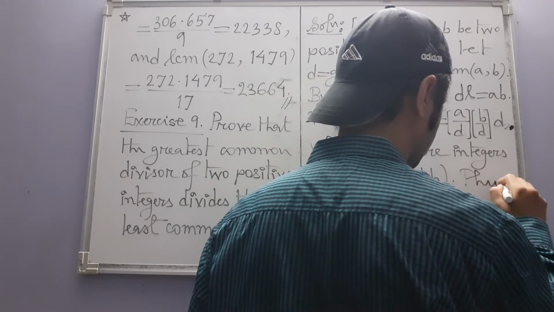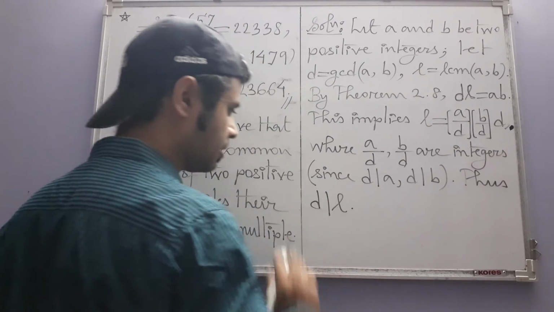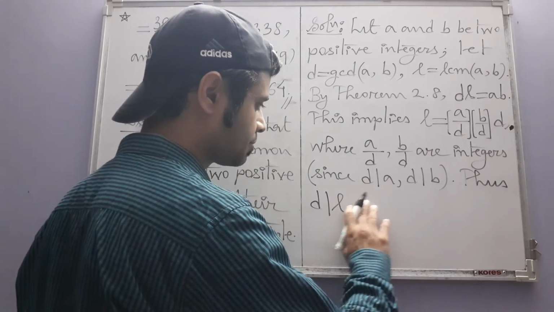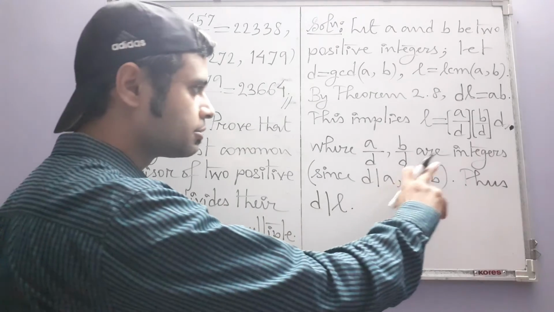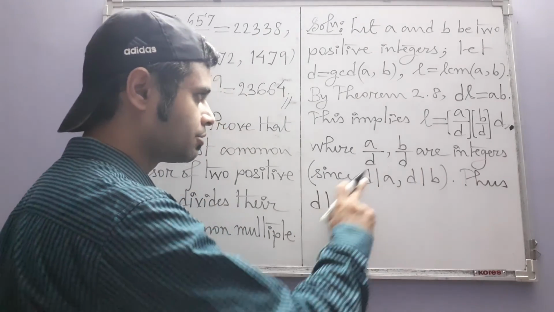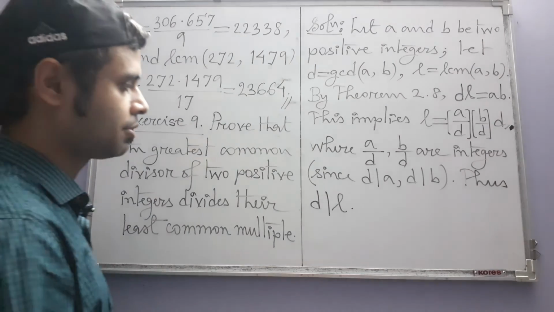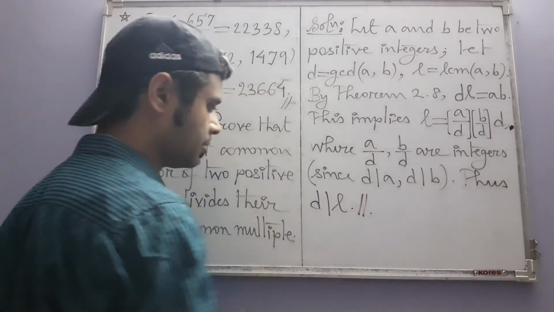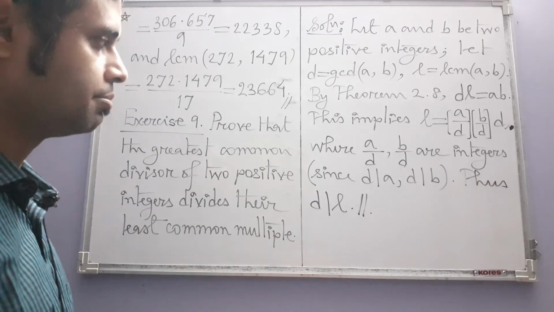Thus, D divides L. If you really want to be absolutely rigorous about these things, you should write, since D is not equal to 0, the above equation implies this. But anyway, we have now completed the solution. We have shown that the GCD of two positive integers divides their LCM.